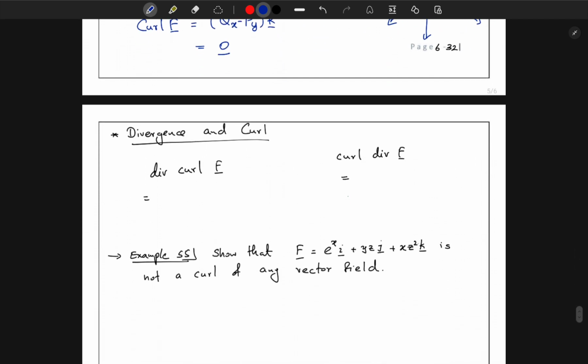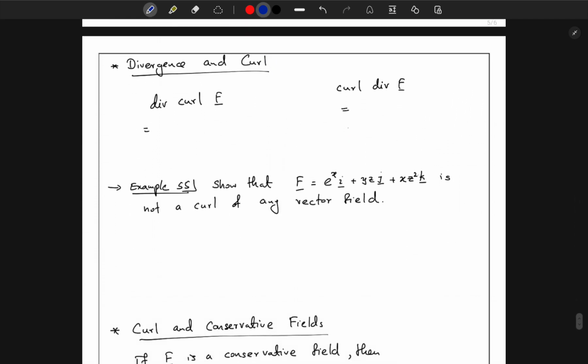Now we did a few examples using curl. Now let's look at the connection between curl and divergence. So what I'm going to do is calculate the divergence of curl of f and the curl of divergence of f.